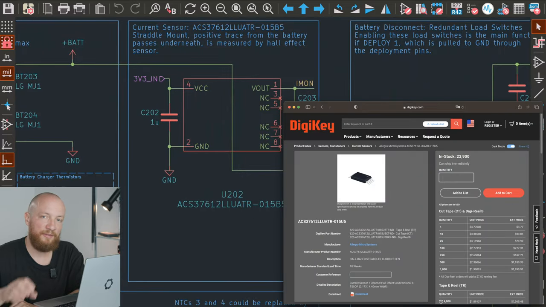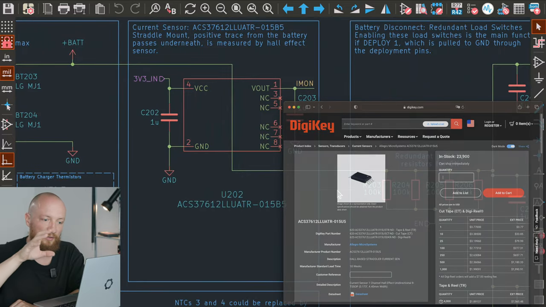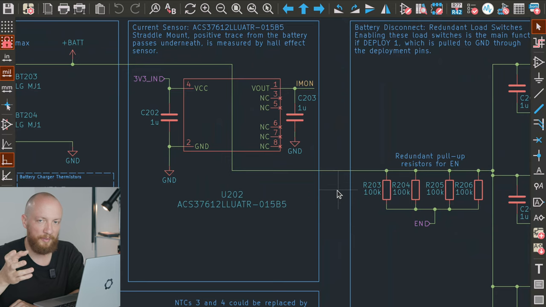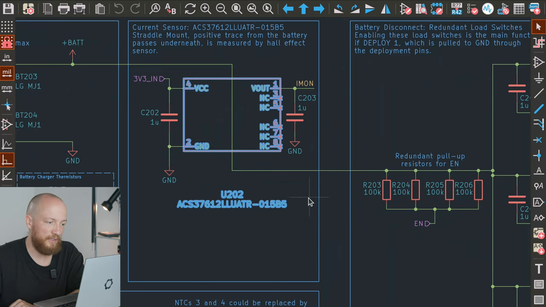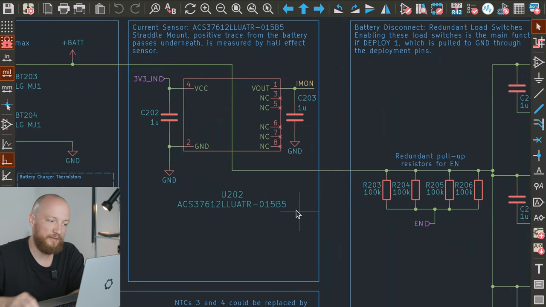I tried to have an unbroken trace going from the batteries to the load switches. Because I'm a bit paranoid, I didn't want to route through a conventional current sensor. So this device, I think, is mainly used for sensing higher currents, but I wanted to try and see if this also works for our application.